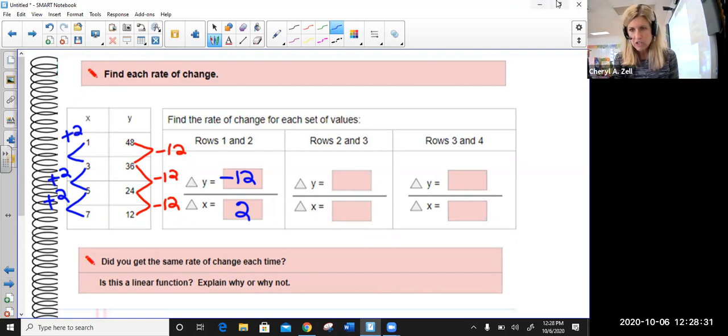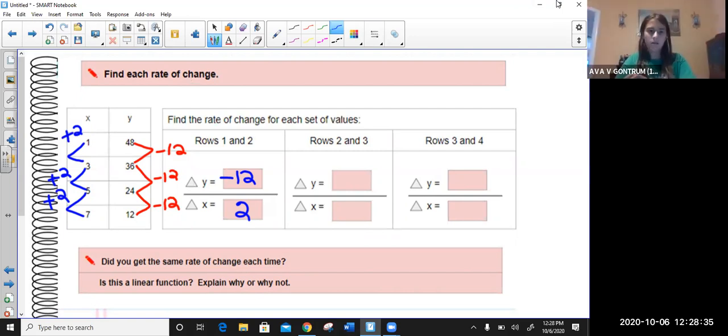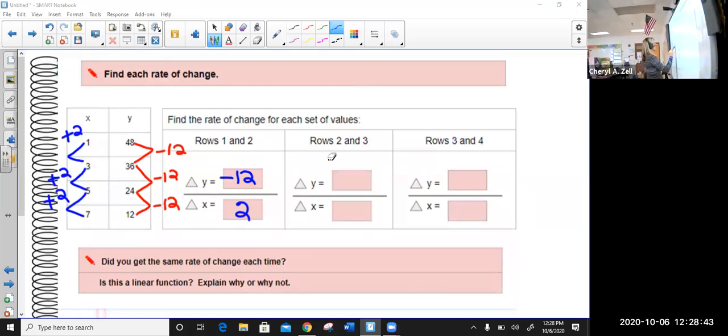Anybody have a question? Just unmute yourself. Miss Zell, why would you put a negative in front of the 12? Because it's not a +12. We're not adding 12 every time. We're taking away 12. It's going down 12.